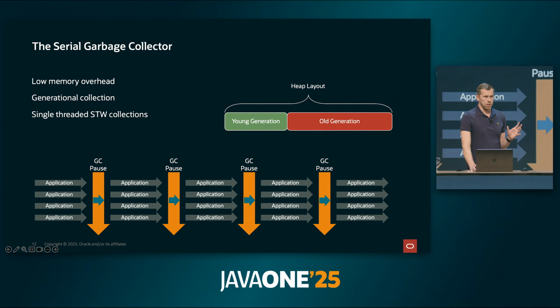Serial just uses a single thread doing the garbage collection work. So if you have a large heap size, it's not very optimal. The GC pauses will be quite long. On the other hand, you might be running in a small container, and then this might be a suitable alternative because you only have a single CPU available. So Serial is often a really good choice for small containers.